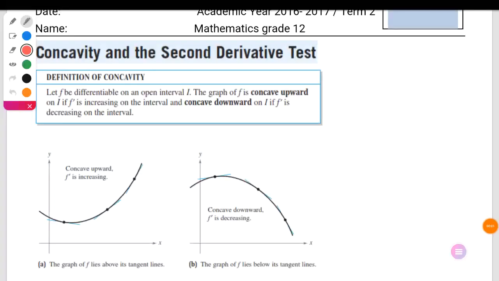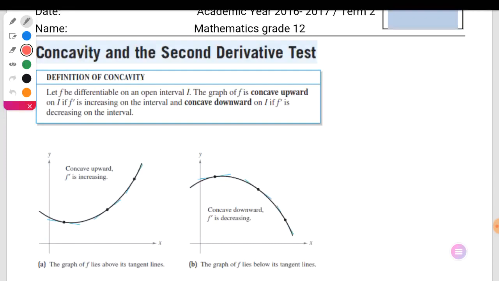Hello guys, today we are going to define a new concept, which is concavity and the second derivative test. What is the meaning of concavity? The curve opens up or opens down.